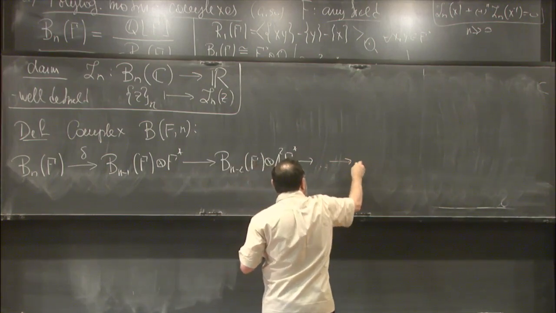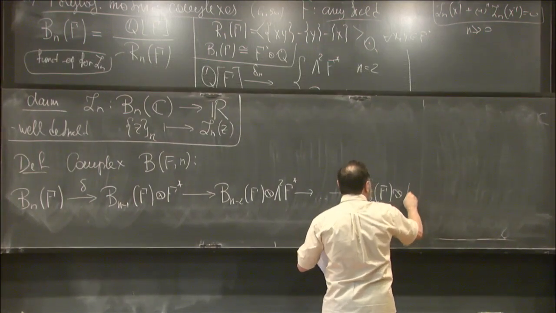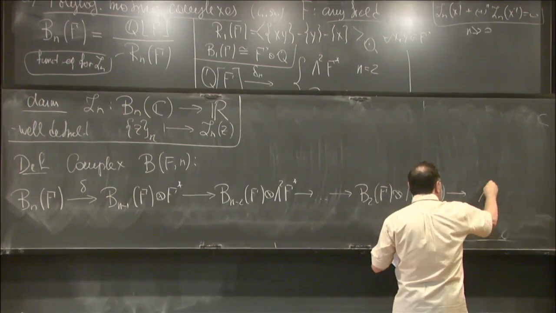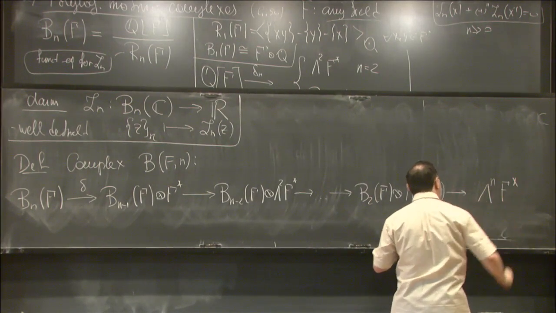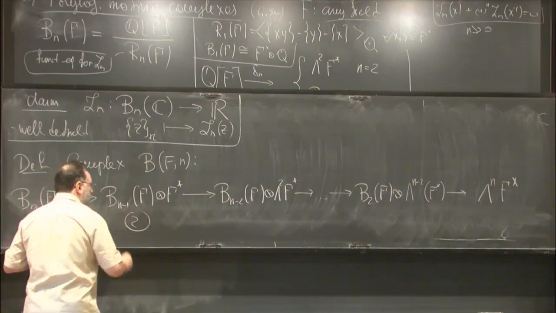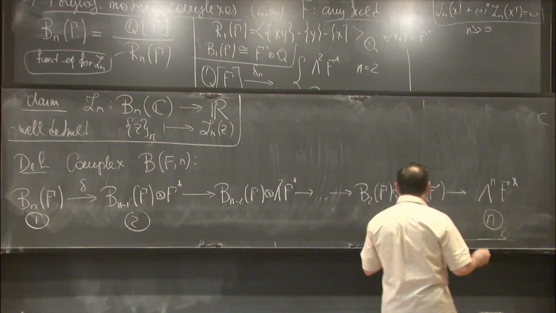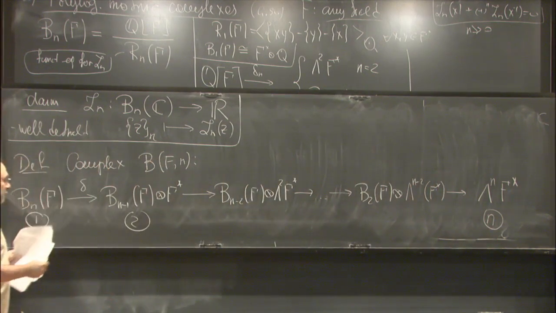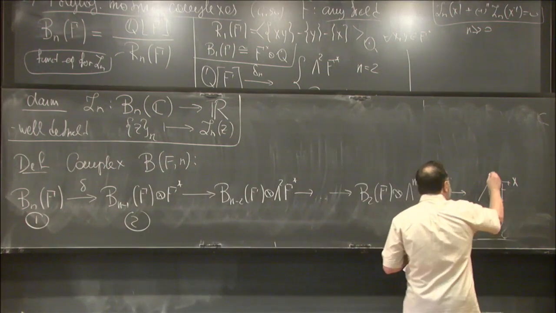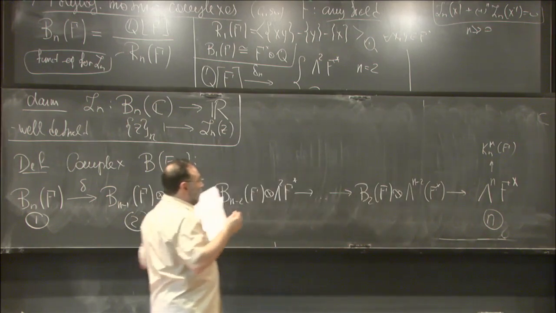And you keep going. Then you come to B2 of F tensor lambda n minus 2 of F star. And finally, you come to lambda n of F star. Now, this complex is placed in degrees 1, 2, and so on, and so the last degree is n. This complex is defined over rational numbers, but could be defined over integers. I just, for simplicity, spell out the definition over rational numbers. If I would define it over integers, then the cokernel of this map would be, by definition, just the Milnor K group of F. So you can say that this complex is a kind of resolution of the Milnor K group.